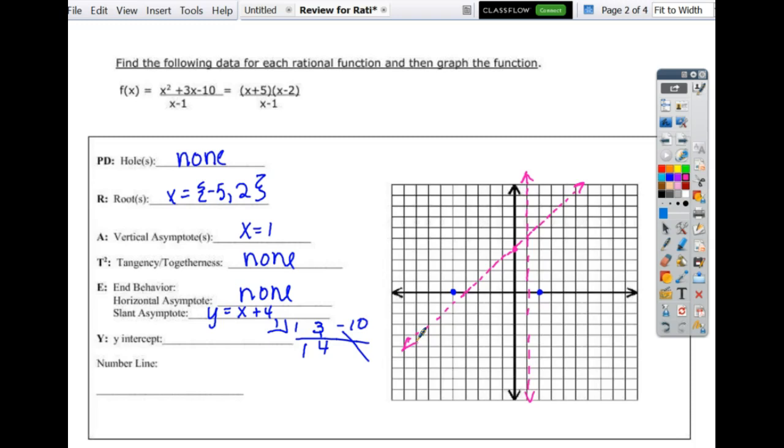So next, I want to find the y-intercept. So I'm going to use x as 0. And that's going to equal 5 times -2 divided by -1, which is going to be 10. So my y-intercept is (0, 10), which means right here.